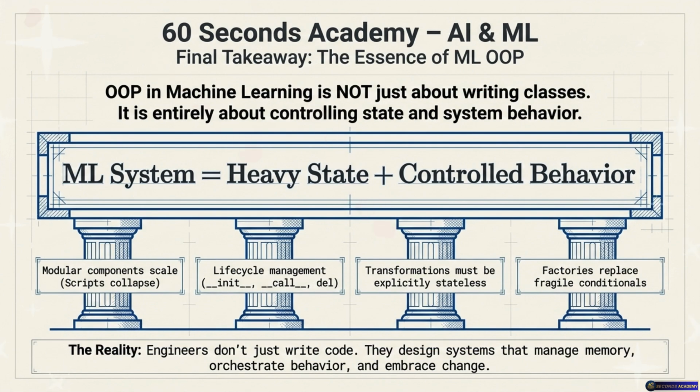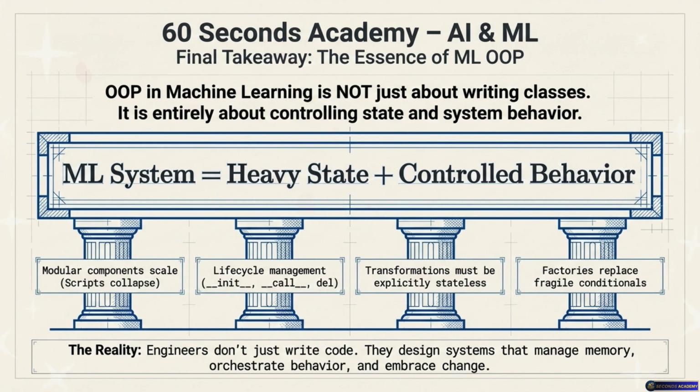Which brings us to the ultimate equation of today's deep dive. ML system equals heavy state plus controlled behavior. Object-oriented programming and machine learning is absolutely not just about writing classes. It is entirely about controlling that heavy state and orchestrating system behavior. I think that's the perfect summary. Engineers don't just write code. They design systems that manage memory, orchestrate behavior, and accommodate change. When the hospital's requirements shift, like in our pathology lab scenario, a well-designed system adapts effortlessly without a single rewrite.